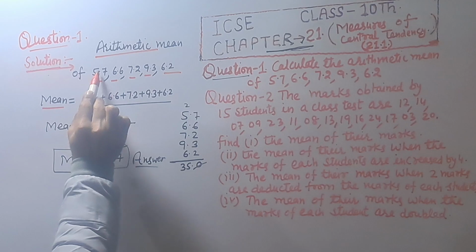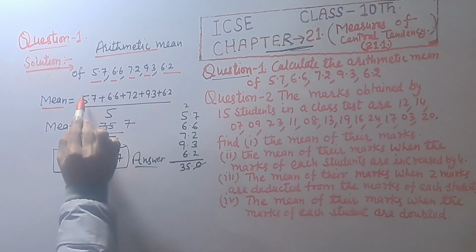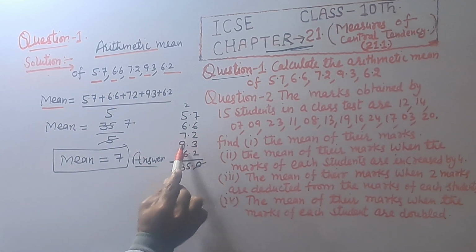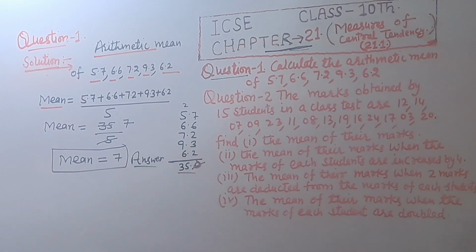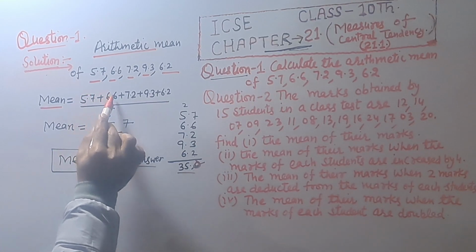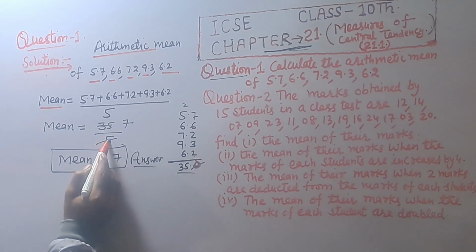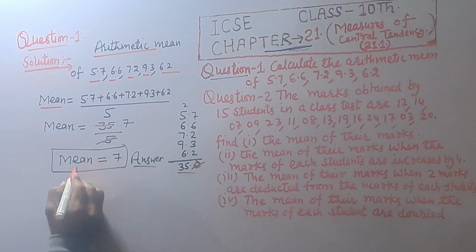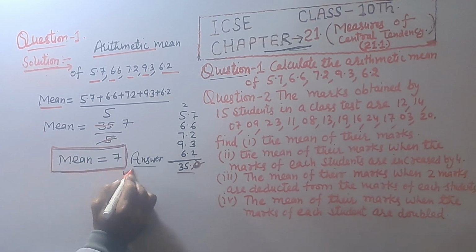Mean is equal to sum of numbers divided by total number. Sum of numbers is 5.7 plus 6.6 plus 7.2 plus 9.3 plus 6.2, that is equal to 35. And total number is 1, 2, 3, 4, 5. Total number is 5. So 35 divided by 5, that is 7 5s are 35. So mean is equal to 7. Answer.